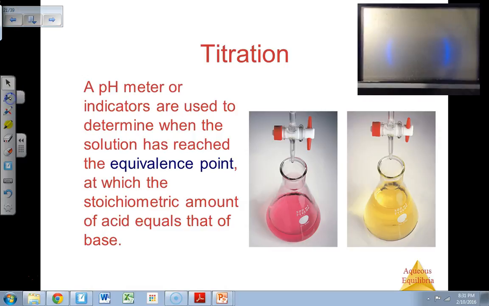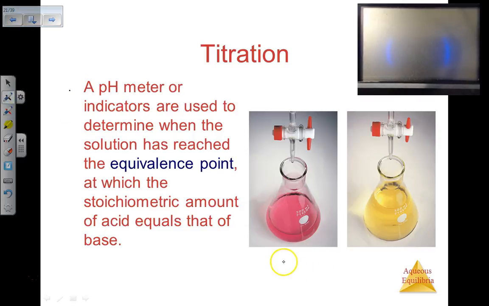If we look at this here, this is what happens before the titration. This comes out here and falls into the solution, and then we measure how much we add until we get to the very end of the titration. Typically it's marked by a color change of an indicator, or sometimes we'll use a pH meter.